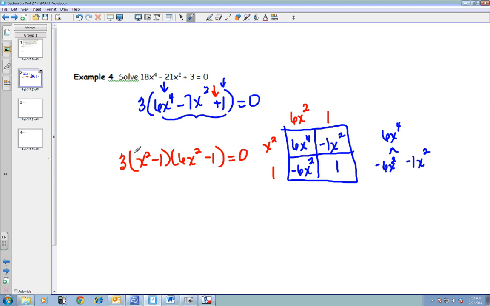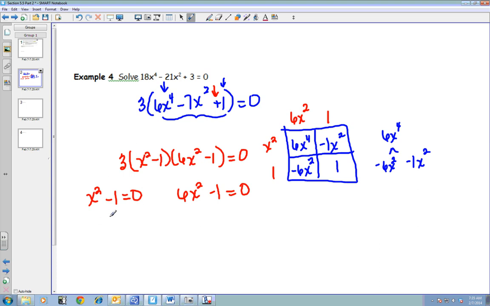And now we're going to set each factor equal to 0 and solve. So 3 equals 0. That doesn't even make sense, so I don't have to do that. I'm going to say x squared minus 1 equals 0. And 6x squared minus 1 equals 0. Now, if you looked at this and said, hey, that's the difference of squares, and you factored it again, then that's okay. You can do that. But if I don't recognize that and I just set that factor equal to 0 and solve, I'm still going to get the answers that I need.